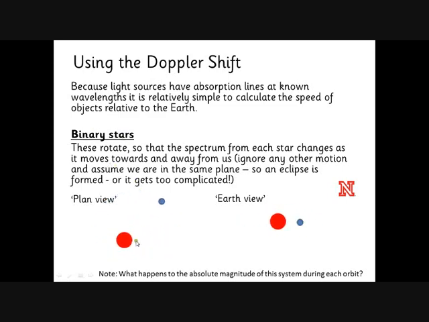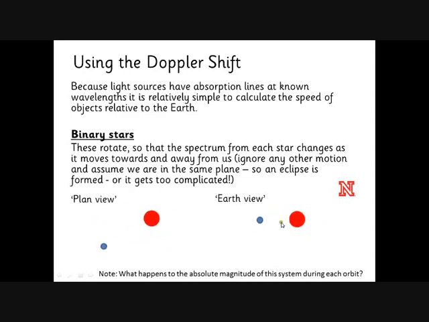This is to binary stars. So here's a binary star system. You've got a big red star and a small blue star, in this case, going round each other. This is what we call a plan view, so actually you wouldn't see any Doppler shift if the stars were seen to be doing that, because although they're moving, they're not moving towards us or away from us. This is what's called an eclipsing binary system. This is where both stars are in the same plane, so they seem to go in front of each other.